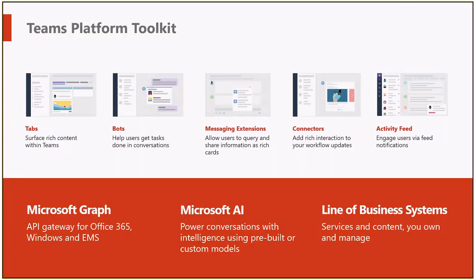So with that, if you take all those capabilities and combine them with Microsoft Graph underneath, Microsoft Graph allows you to connect to all the services and consume data and services from Office 365, Windows, as well as EMS. So that's like your API gateway. And if you then combine it with intelligent services from Microsoft AI, like conversational AI and cognitive services, if you're doing anything with speech recognition or sentiment analysis and stuff, that is where you could leverage Microsoft AI.